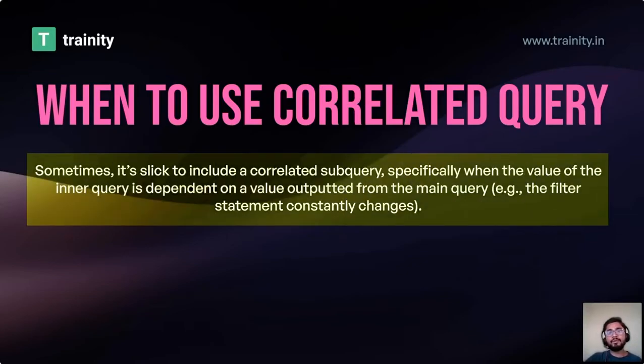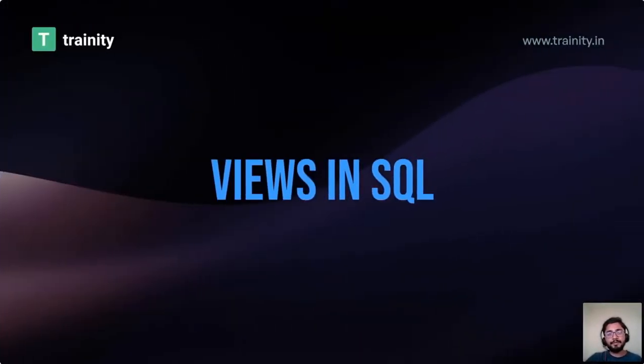It's okay to include a correlated subquery specifically when the value of the inner query is dependent on a value outputted from a main query. So the way you try to find how to execute a subquery is that if the value that a subquery is utilizing is dependent on the outer query, then only you should write a correlated subquery. Otherwise, just try to convert it into a regular subquery or a simple subquery. All right. So that's all about subqueries here.